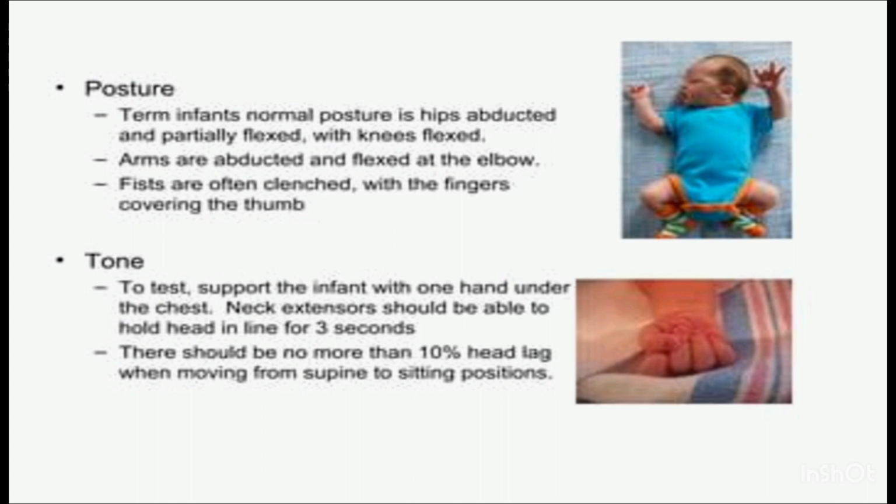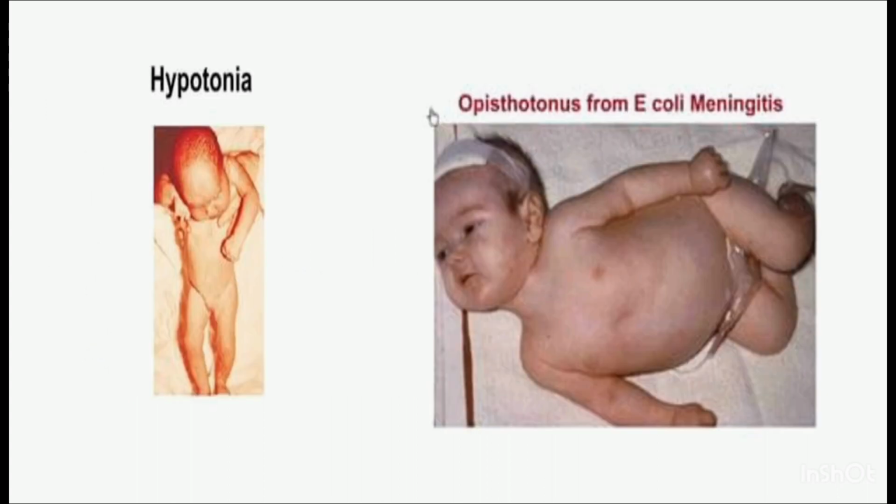Tone. To test the tone, support the infant with one hand under the chest. Neck extensors should be able to hold the head in line for 3 seconds. There should be no more than 10% head lag when moving from supine to sitting position. This is the picture of hypotonia and opisthotonus from E. coli meningitis.